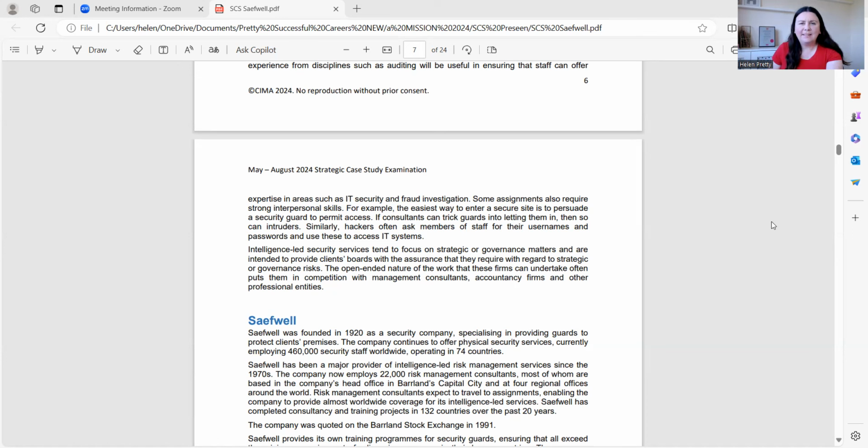Intelligence-led security services tend to focus on strategic or governance matters and are intended to provide clients' boards with the assurance that they require with regards to strategic or governance risks. The open-ended nature of the work that these firms can undertake often puts them in competition with management consultants, accountancy firms, and other professional entities.